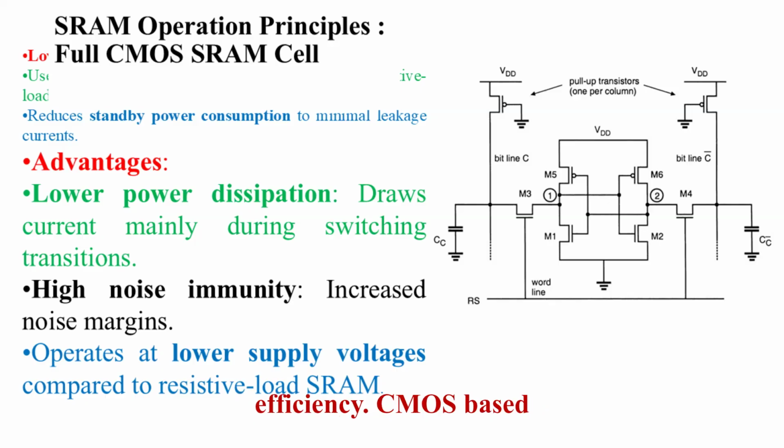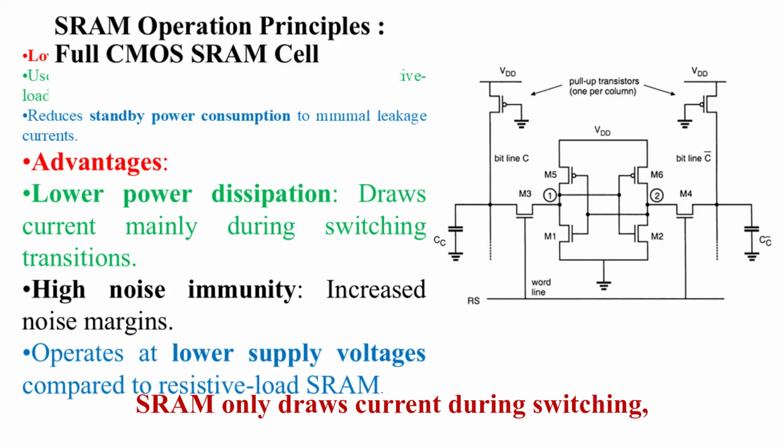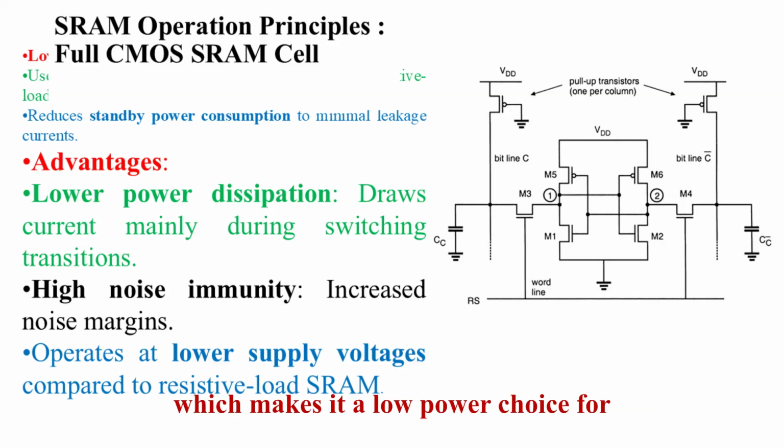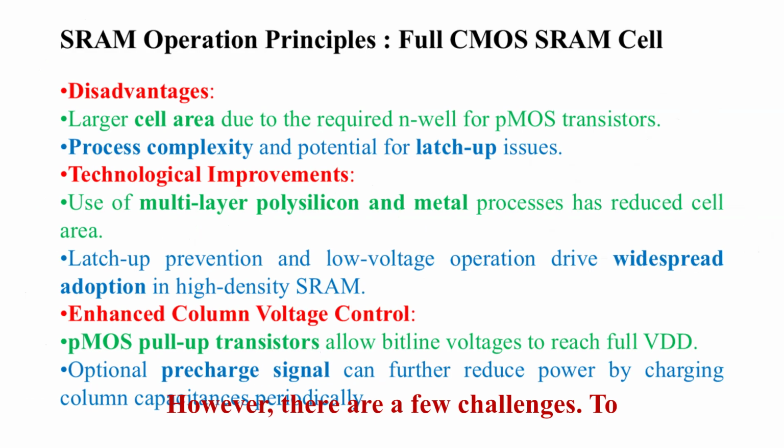A. Power efficiency. CMOS-based SRAM only draws current during switching, which makes it a low-power choice for high-density memory arrays. B. High noise immunity. The larger noise margins in CMOS improve overall data stability, making it more resistant to disturbances. C. Low voltage operation. These cells can operate at lower supply voltages, which is a benefit when compared to resistive load SRAM cells. However, there are a few challenges.